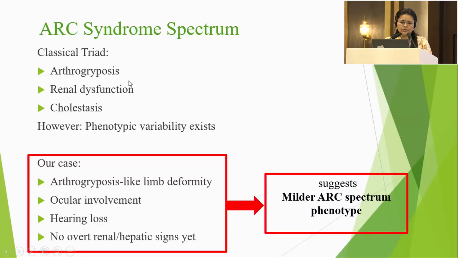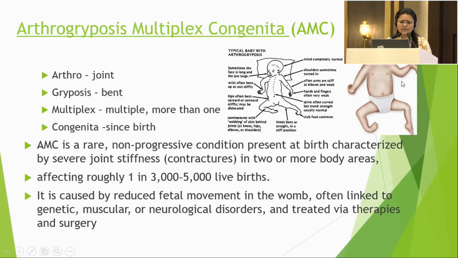And then, further digging into this gene, we found that there was a classical triad of arthrogryposis, renal dysfunction, and cholestasis. In our case, we did have arthrogryposis, ocular involvement, and hearing loss. However, the child was very young, and although ultrasound and KUB were normal, there were no overt renal or hepatic signs yet. So for the moment, it seemed to be a milder ARC spectrum phenotype.